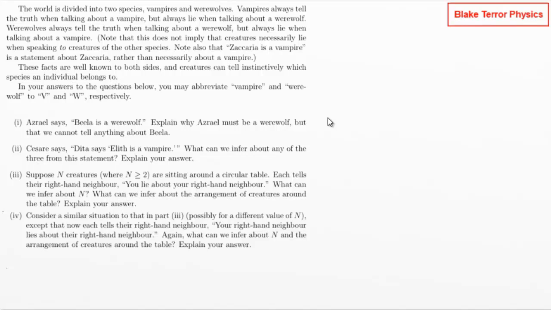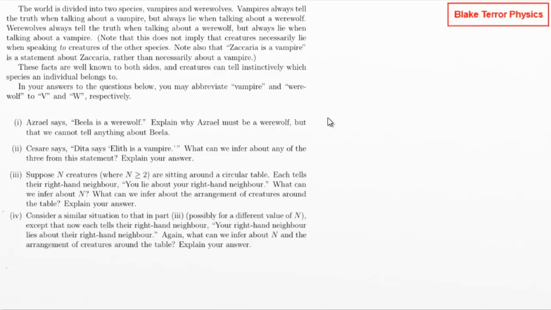the truth. Note also that "Zachariah is a vampire" is a statement about Zachariah rather than necessarily about a vampire. So he may or may not be. Wow, okay. So they're certainly putting a lot of possibilities into these statements. These facts are well known to both sides. Yeah, well, good for them. The creatures can tell instinctively which species an individual belongs to.